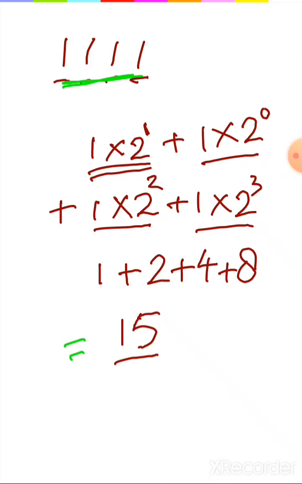So this is how we convert a binary number into a decimal number.